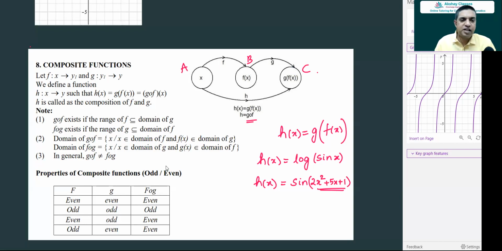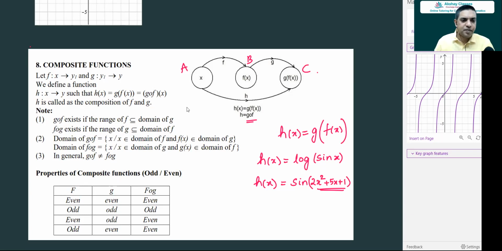So of course the domains and ranges. For this function to exist, x has to be within the domain of the function sin x, and the values of sin x should also be within the domain of log x. So those domains have to be satisfied. So g circle f exists if range of f is a subset of domain of g. So for composition f circle g exists if range of g is a subset of the domain of f.